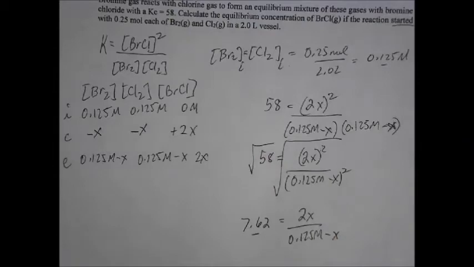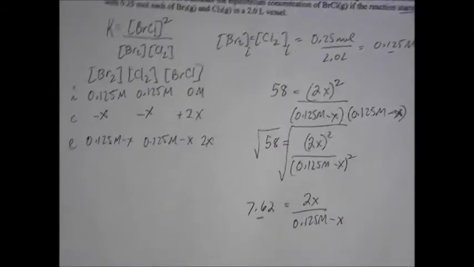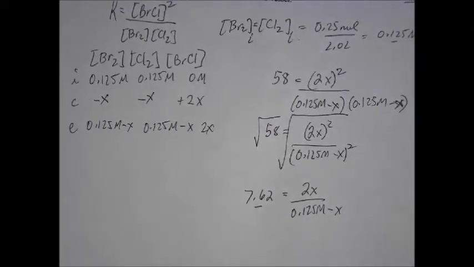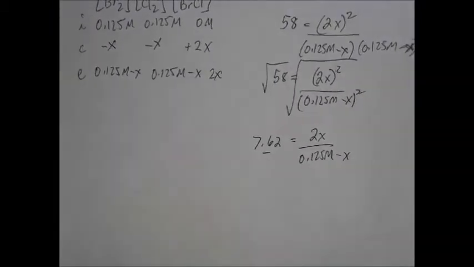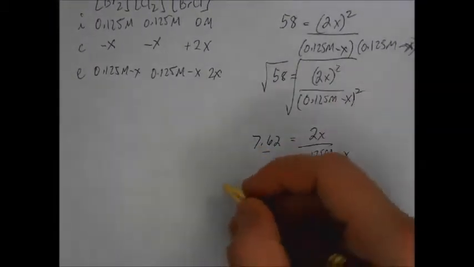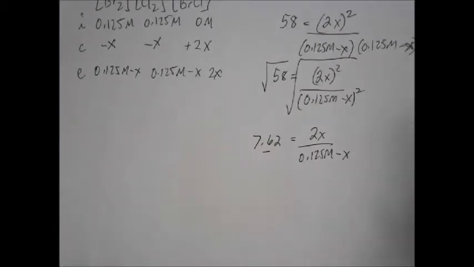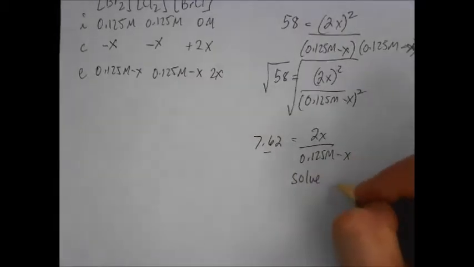And remember, with a square like this, we have to take both the positive and the negative roots. So what that means is when we're computing this, we have to set one of these up with a plus 7.62 and one of those up with a minus 7.62. So we're going to solve for the roots.